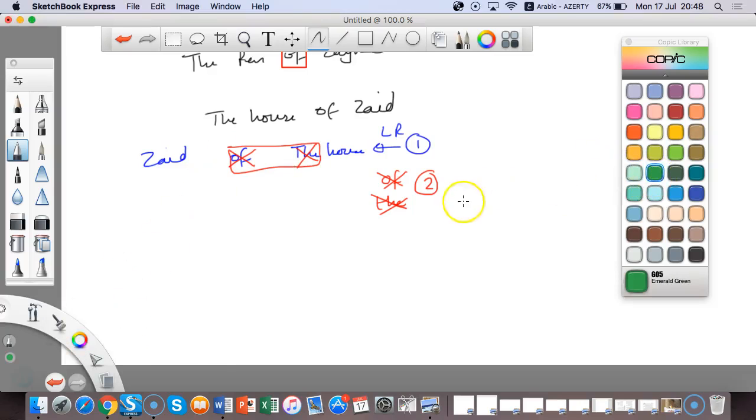Okay, next. Number 3. So what words have we got left? Zayd and house. Read it from right to left. House and Zayd. Okay. Now we're going to translate this. So what's house in Arabic? Anyone know? Bayt. Okay, Bayt. What's Zayd? Zayd. Shabash. You guys are clever.